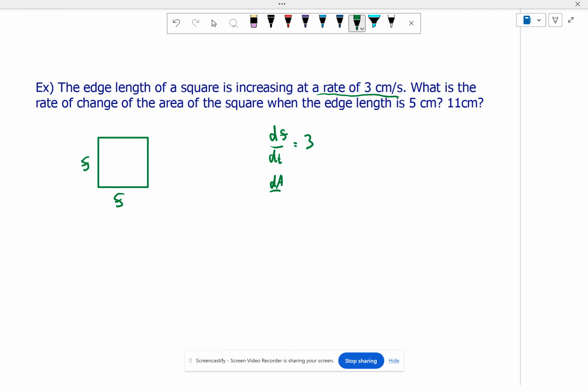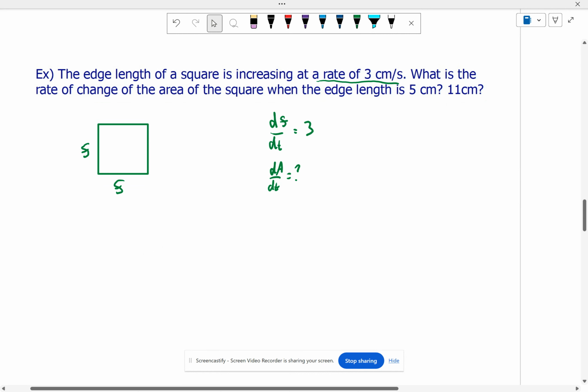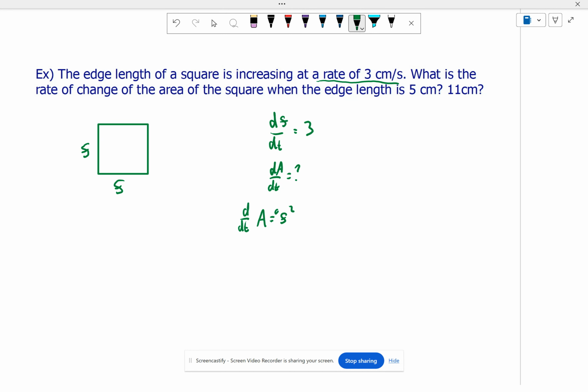We want to find the rate of change of the area over time when the sides are 5 and 11. So we need to find a relationship between area and sides, and the relationship between the area and the side lengths of the square is area equals s squared. Now I want to find dA/dt, so what I can do is differentiate both sides with respect to time. So the derivative of the area with respect to time is dA/dt, that's the implicit differentiation. And the rate of change of s squared is 2s ds/dt.